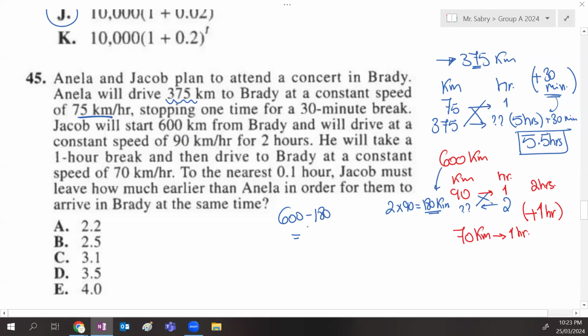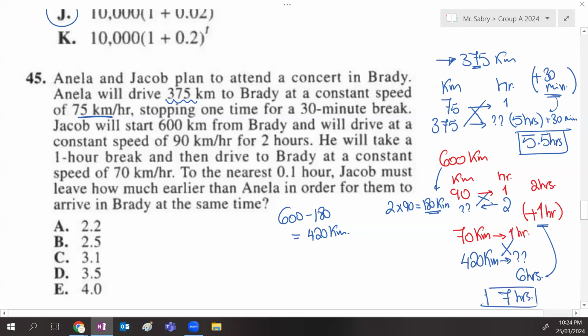Give me a second. I'm opening the calculator. 600 minus 180 is 420 kilometers. So I'll put the 420 kilometers over here to find how many hours that would take him. I'll do 420 divided by 70. That would take him 6 hours. But he'll stop for another 1 hour, so it would take him 7 hours to get there.